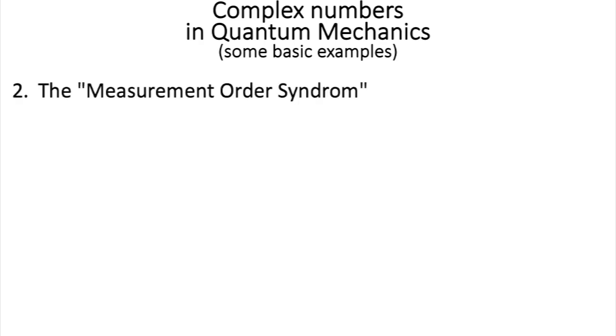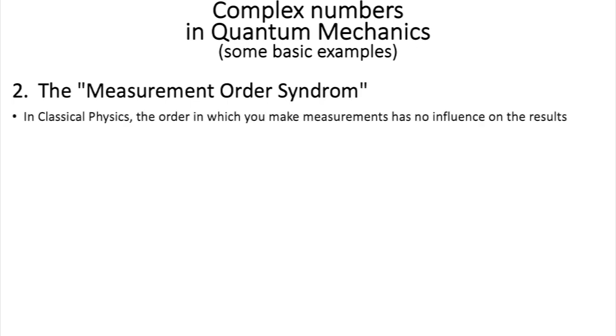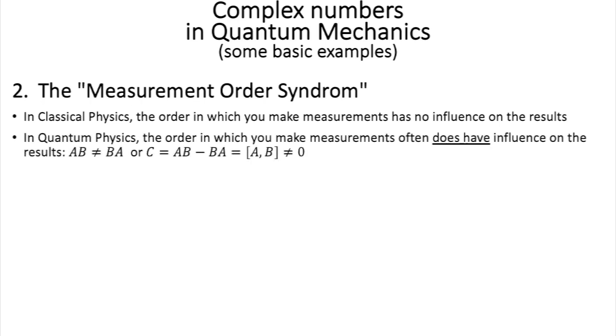Now, the second example is a measurement order syndrome. In classical physics, the order with which you make measurements has no influence on the results. For instance, if you measure somebody's height and weight, you can first weigh her and then measure the height or vice versa. It doesn't matter. Well, in quantum physics, as usual, things are a little bit different. The order in which you make measurements often does have some influence on the results.